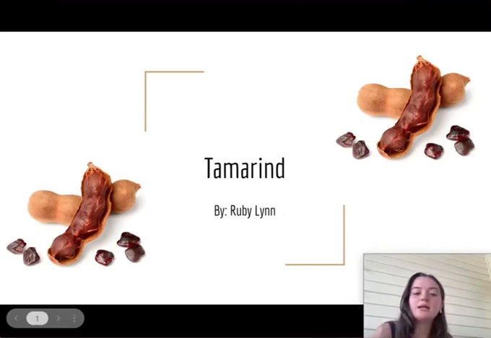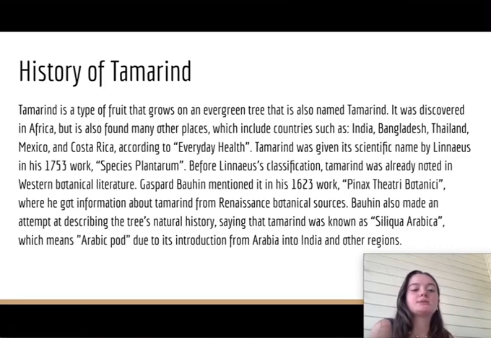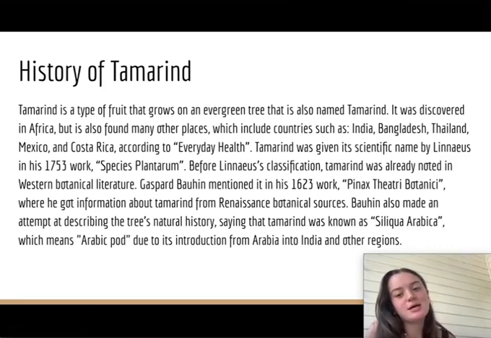I did tamarind. History of tamarind. Tamarind is a type of fruit that grows on an evergreen tree that is also named tamarind. It was discovered in Africa but is also found in many other places, which include countries such as India, Bangladesh, Thailand, Mexico, and Costa Rica, according to Everyday Health.